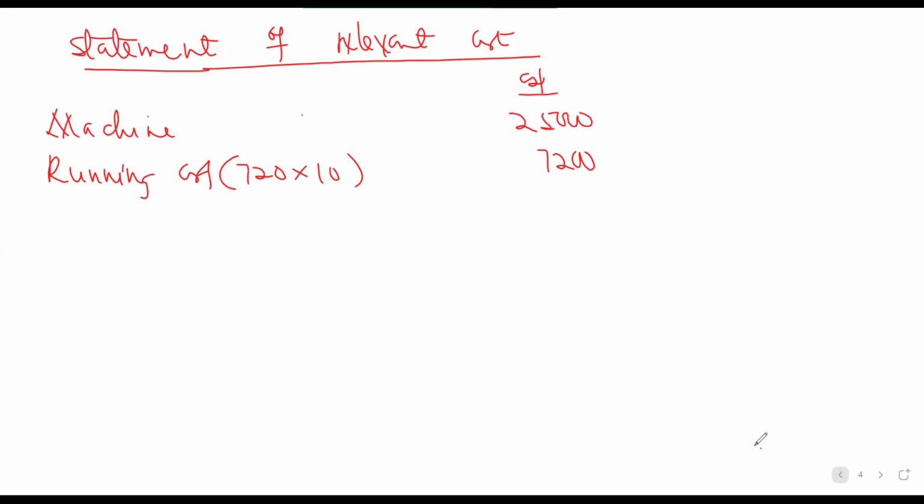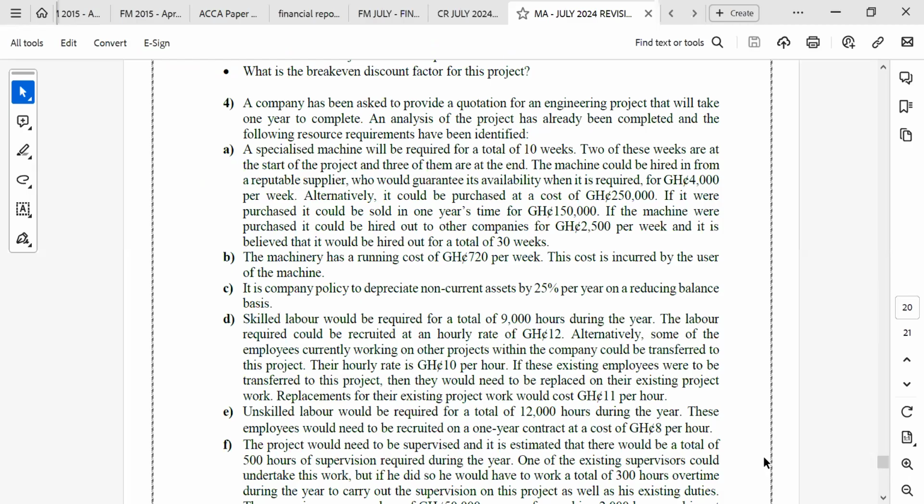So the running cost will just be 720 multiplied by the number of weeks that you are using the machine. The running cost is incurred by whoever is using the machine. The 30 weeks will be for those other people who are going to be using the machine, but the 10 weeks will be for us. It is company policy to depreciate non-current assets by 25% per year on a reducing balance basis. Would this be a relevant cost?